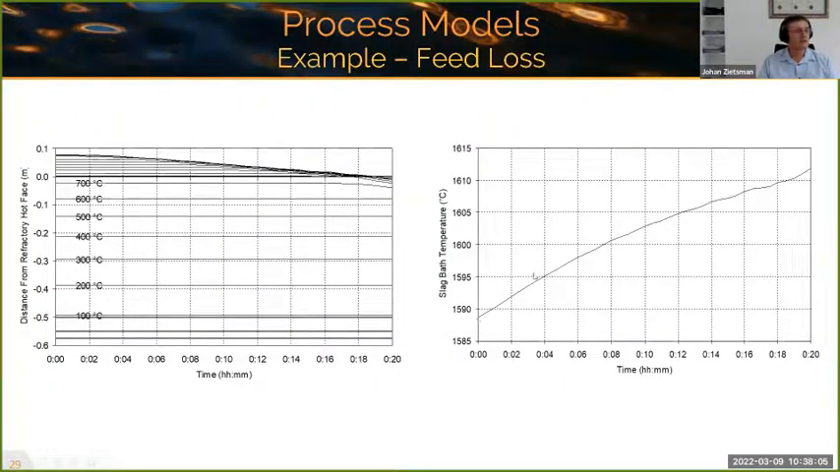We can see also a slight increase in the slag bath temperature, but if you measure with dip thermocouples, will you detect it? Probably, but not with a great deal of certainty and probably not in time.